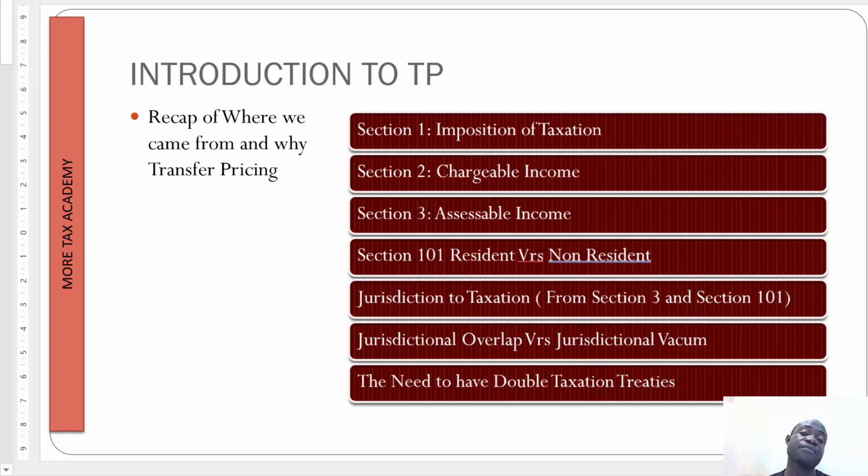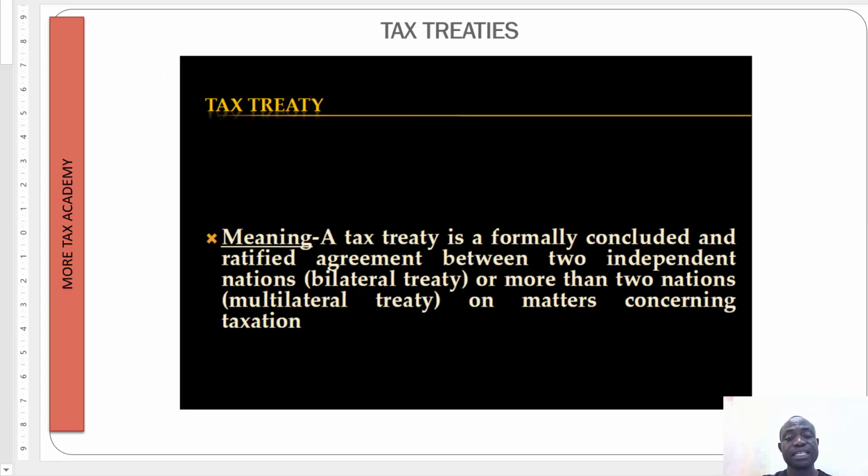So that's where we came from, the local law, to what we are now discussing as international taxation. So immediately we introduced the international tax, and immediately we introduced tax treaty. Then we are talking about more or less two countries. So we tried to define what a tax treaty is, and we said that a treaty is any formally concluded or ratified agreement between two states.